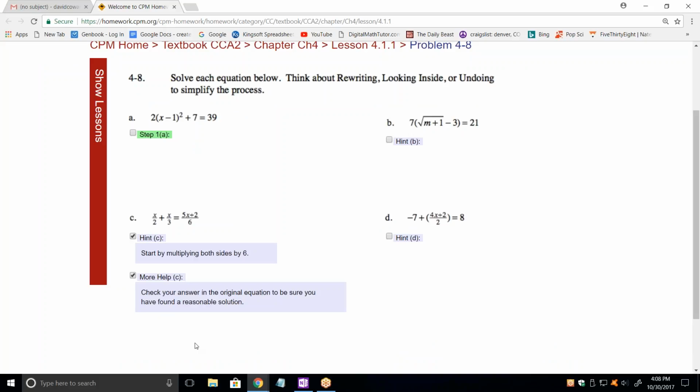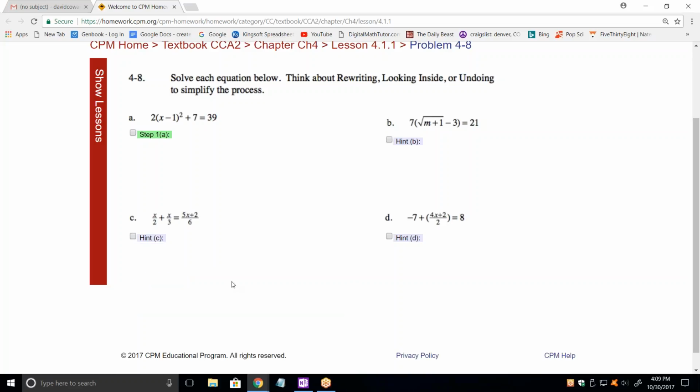Well, that's not terribly helpful. I've got to think they made a mistake here. They didn't really mean to give us a problem that had no solution, even though the second part of the help suggests that we don't have a reasonable solution. I guess that's what you could call no solution, is not a reasonable one.